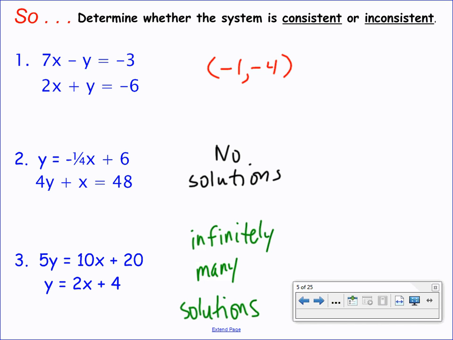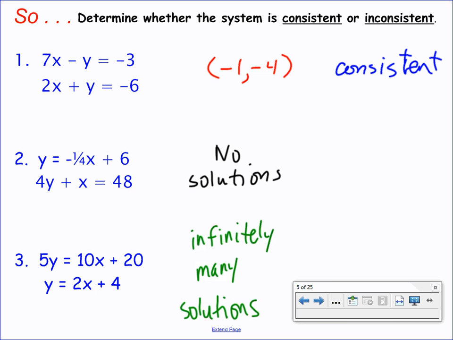Okay, number 1, consistent or inconsistent? Samantha and Casey? Consistent. Raise your hand if you had consistent for the first one. Consistent because all we need is 1 or more solutions. Good. So consistent for the first one.